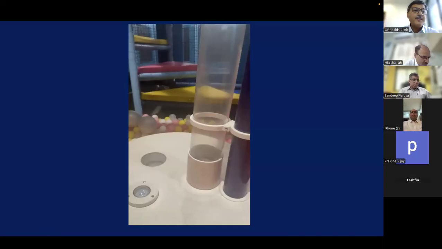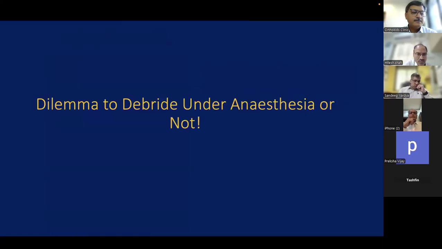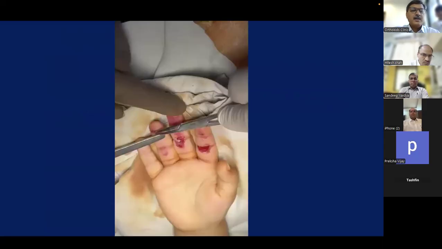So yeah, Preksha, go ahead. So this was the sort of injury the child sustained. Initially, she went to a general orthopedic surgeon, wherein the parents were advised to get daily dressing and to see further. When she presented to us, we had the dilemma whether to debride under anesthesia or not, because we thought there might be certain debris, grease, or something which might still have been inside the wound. So can you show that presenting picture?